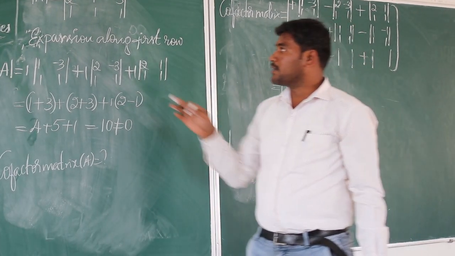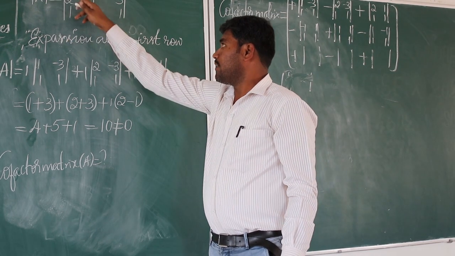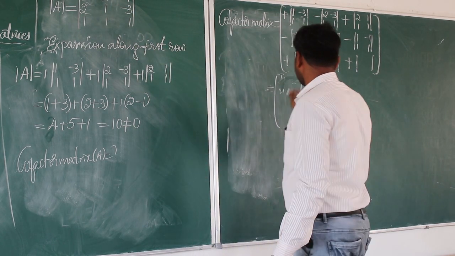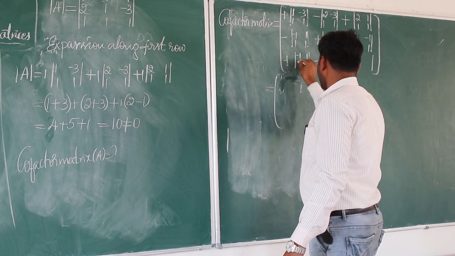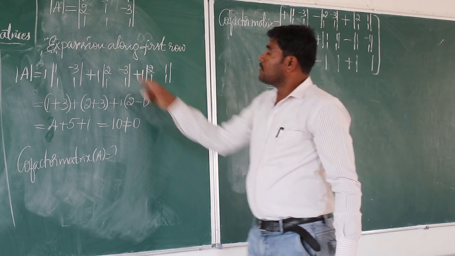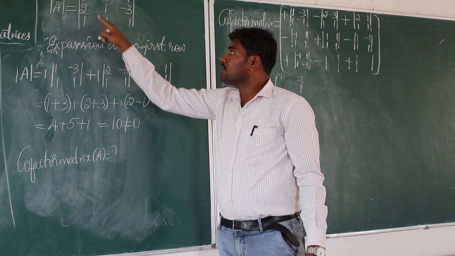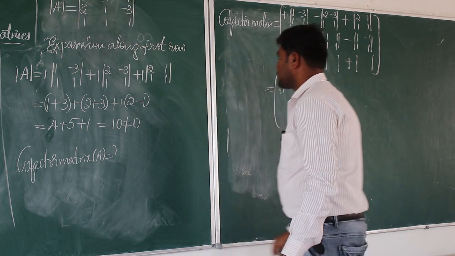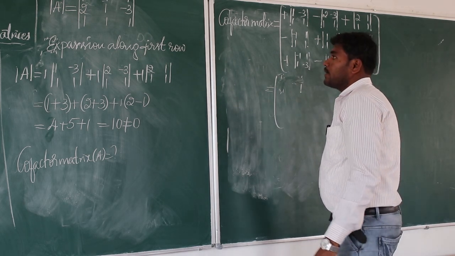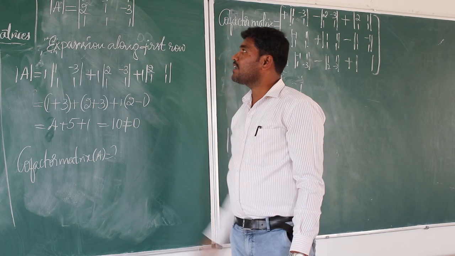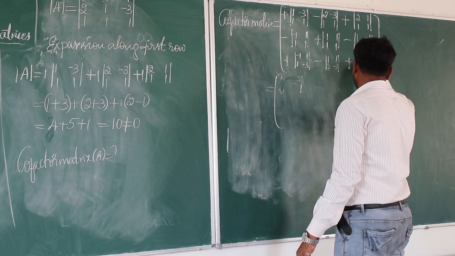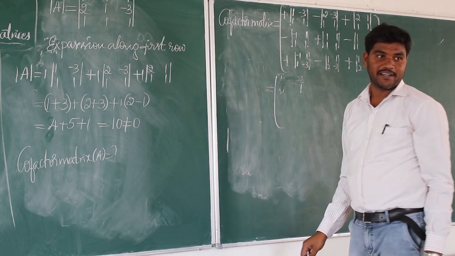Like that, third row elements: deleting third row, first column, the determinant is minus 1, 1, 1, minus 3. Now deleting third row, second column, the determinant becomes 1, 1, 2, minus 3. Lastly, deleting third row, third column, the determinant is 1, minus 1, 2, 1. This becomes the cofactor matrix, right?